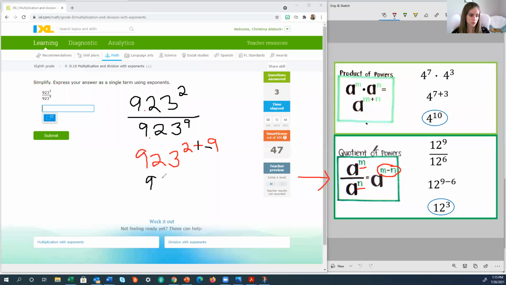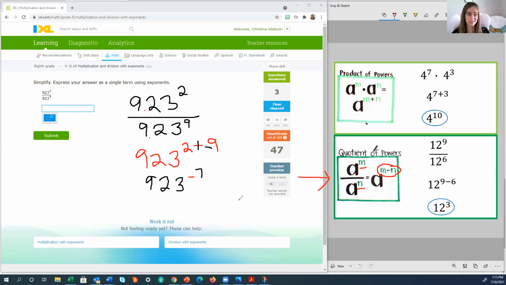So first off, our base stays the same. If I subtract, 9 minus 2 is what? 7. And then we take the sign of the larger number. 2 or 9, which one's larger? 9. And 9 was negative, which means our exponent is negative.